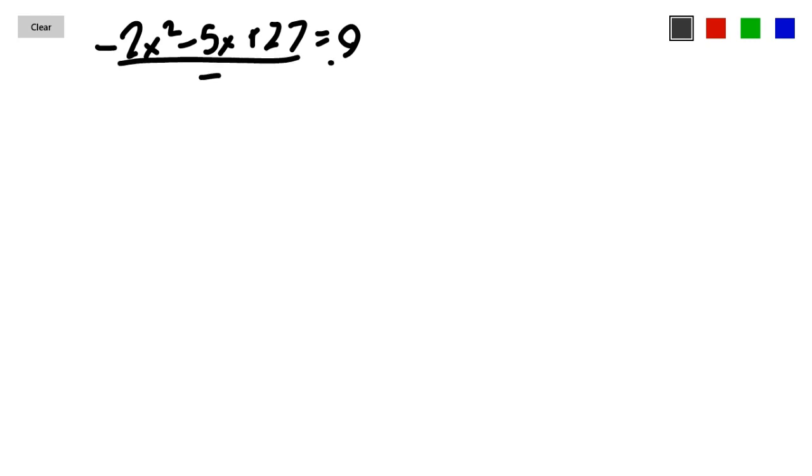So let's say that I had negative 2x squared minus 5x plus 27 is equal to 0. Again, I don't like having negative coefficients in front of my x squared. So what I'm going to do is divide through by negative to start. So I've got 2x squared plus 5x minus 27 is equal to 0. All I do is change all the signs whenever I divide through by a negative. And since we have it in standard form, I'm going to see if this is factorable.